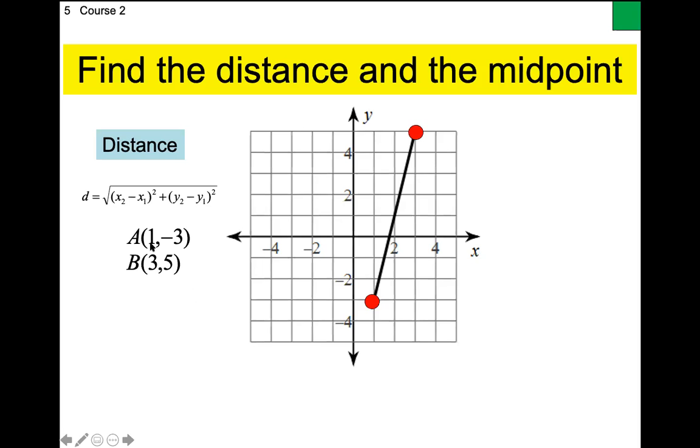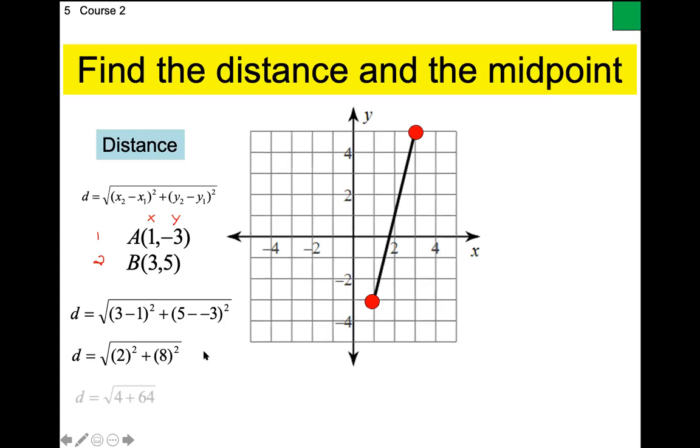Okay, let's see, distance formula. So I've got them here. The second step would be to label. So point 1, point 2, x comma y. Let's see, I'm plugging those in. That would be 3 minus 1 squared plus 5 minus minus 3 squared. 3 minus 1 is 2. 5 minus minus 3 would be 5 plus 3, which would be 8. 2 squared is 4. 8 squared is 64. 4 plus 64 is 68. Let's see, 8 squared is 64. 9 squared is 81. So it's closer to 8. So about 8.2.